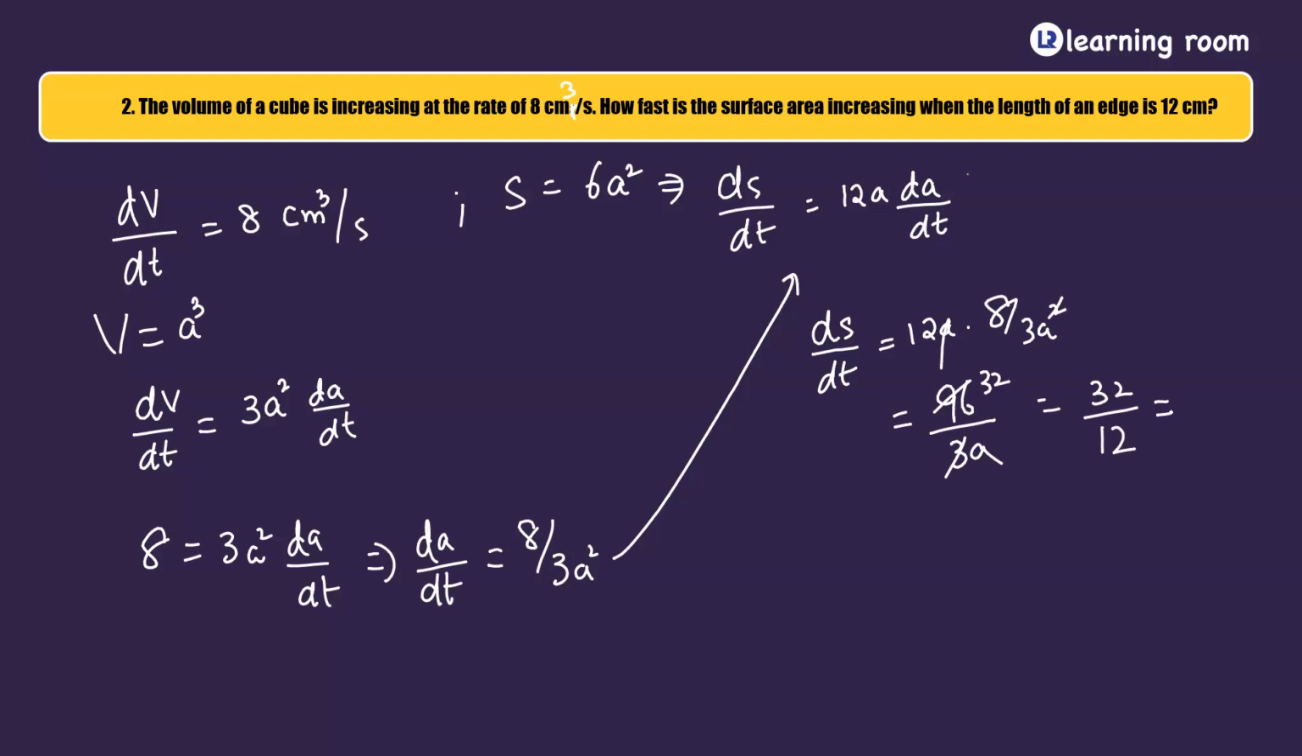If you get a fraction, you can leave it as a fraction also. 8 by 3. So it is going to be 8 by 3 centimeter square per second.